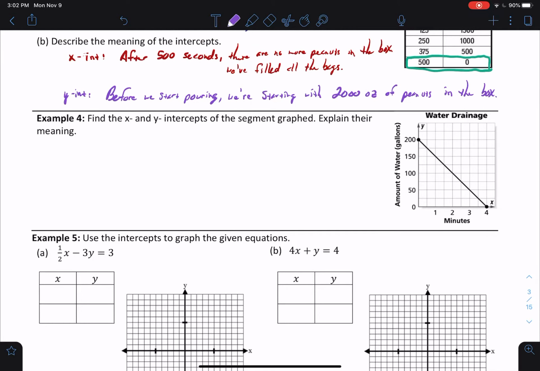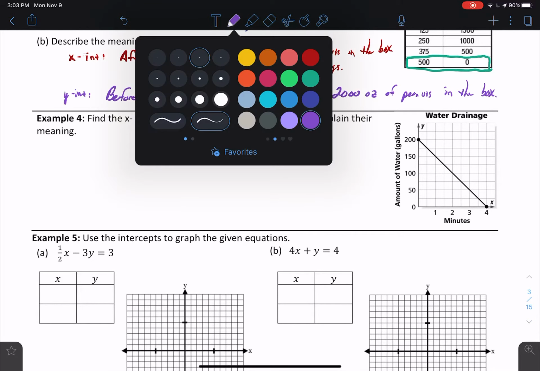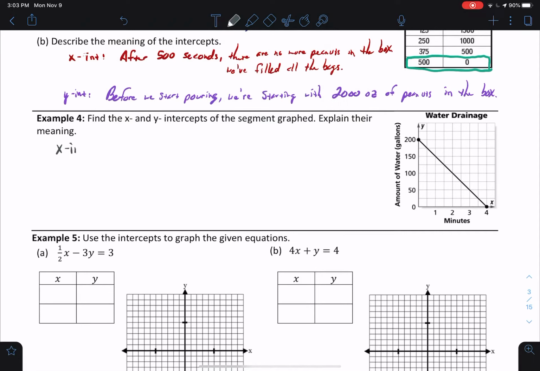All right, so we've got water drainage. So we've got an amount of water, and then over a certain amount of minutes, it's being drained out of a tank. Okay, so the x-intercept is where it crosses the x-axis, which is going to be (4, 0). Okay, what does the 4 represent? 4 represents the minutes. 0 represents the amount of water. So it takes 4 minutes to drain all the water.